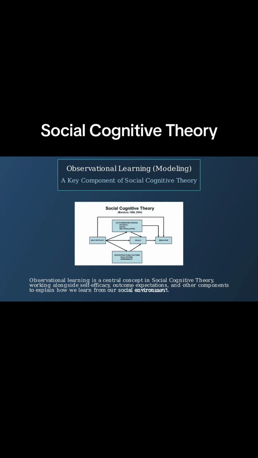Observational learning remains a central concept in social cognitive theory, working alongside other components like self-efficacy and outcome expectations to explain how we learn from our social environment. By understanding the four components of observational learning, attention, retention, reproduction, and motivation, we can design more effective educational and behavioral interventions. Outcome expectations are the anticipated consequences of a behavior.